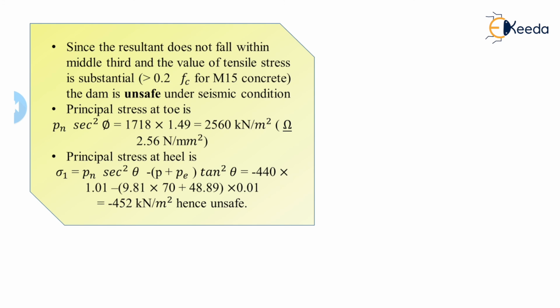Now the principal stress at the heel. The equation now changes. Why? Because at the heel section, at the upstream section, in addition to the water pressure, we have the hydrodynamic pressure also. So the equation becomes Pn sec square theta minus bracket P plus Pe, where Pe is hydrodynamic pressure, into tan square theta. So the value is minus 452 kilonewton per meter square. See, the principal stress value is negative, so it is unsafe.